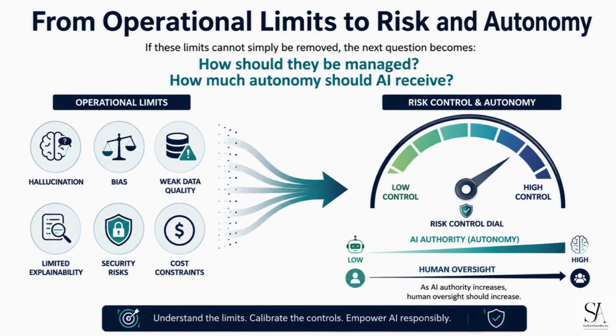That leads directly to the next question. If generative AI has these operational limits, how should organizations manage them? And how much autonomy should an AI system actually be given? In the next section, we will examine how operational limits can be managed and why the appropriate level of human control should rise as the consequence of error and the authority granted to the system increase.